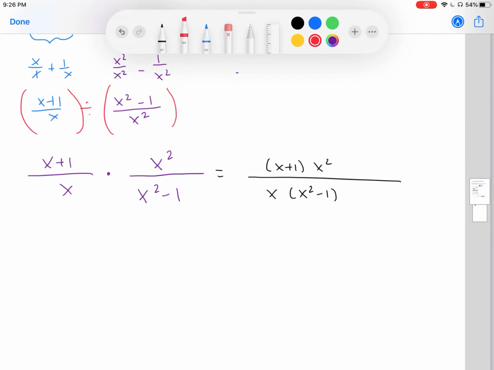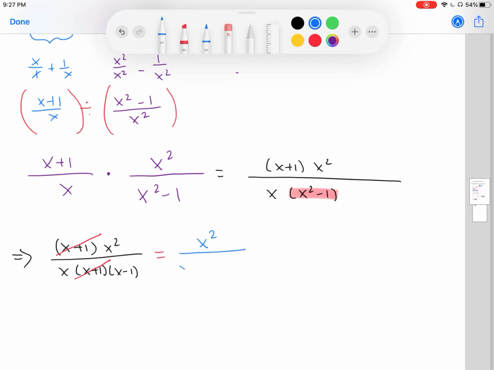And we see that this can be factored. It's a difference of squares. So that we have x plus 1 times x squared divided by x times x plus 1, x minus 1. So here we see our x plus 1 and x plus 1 divide to make 1, or cancel. So that we're left with x squared divided by x times x minus 1. So what we did here is we used a process we're familiar with and just attacked it using what we know.